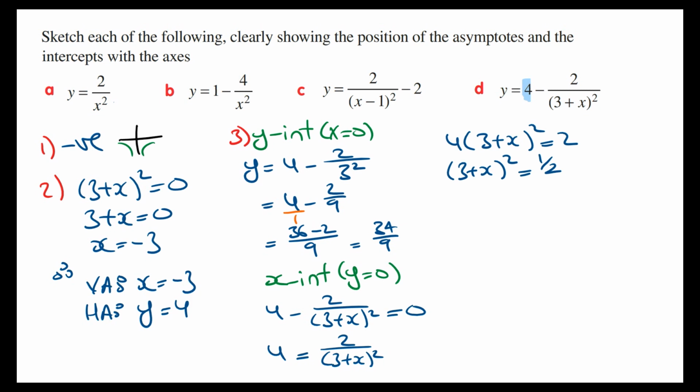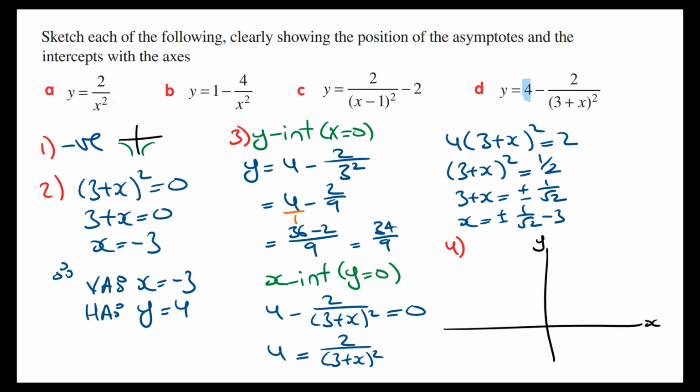Taking the square root of both sides, we're going to get 3 plus x is equal to plus or minus 1 on the square root of 2. And so x is going to equal plus or minus 1 on root 2 minus 3. And now we've got all the information that we need. All we need to do is label these on the axes and then sketch the graph.